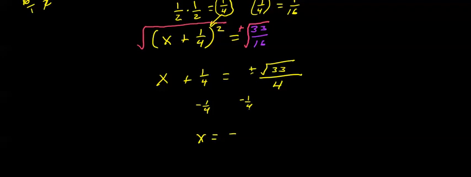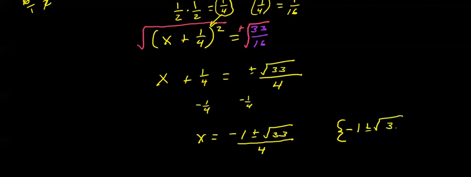All right, now I subtract 1/4, subtract 1/4, and I get x equals -1, I have a common denominator, -1 plus or minus the square root of 33 all over 4. And that's my answer. -1 plus or minus square root of 33 all over 4. No different than yesterday, but we just had to take half of a fraction. Not really a big deal.